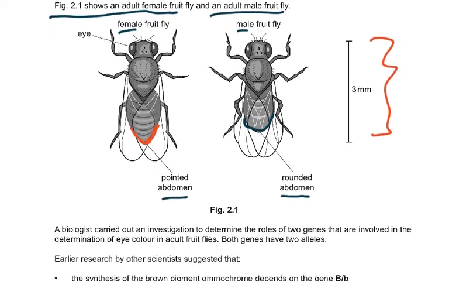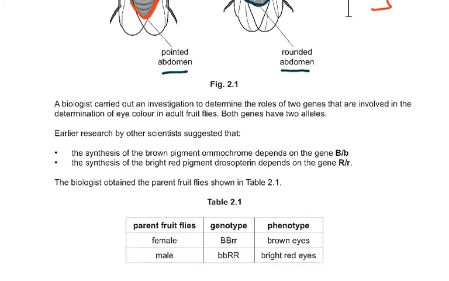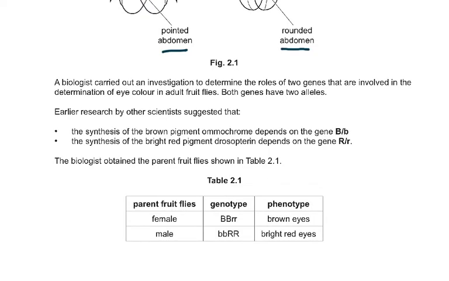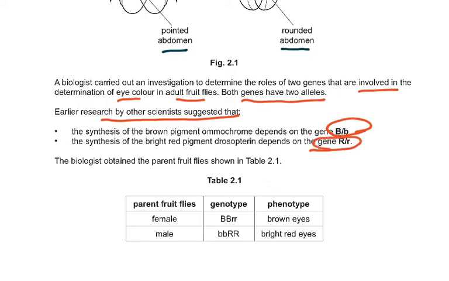Now, what are they going to ask you? A biologist carried out an investigation to determine the roles of two genes that are involved in the determination of eye color in adult fruit flies. Both genes have two alleles. Earlier research by other scientists suggested the synthesis of the brown pigment homochrome depends on the gene big B small b, and the synthesis of the bright red pigment drossopterin depends on the gene big R small r. So the brown pigment is big B small b and the bright red pigment is big R small r.